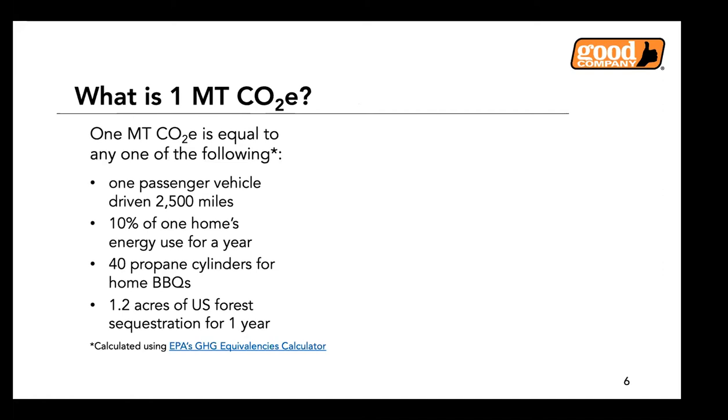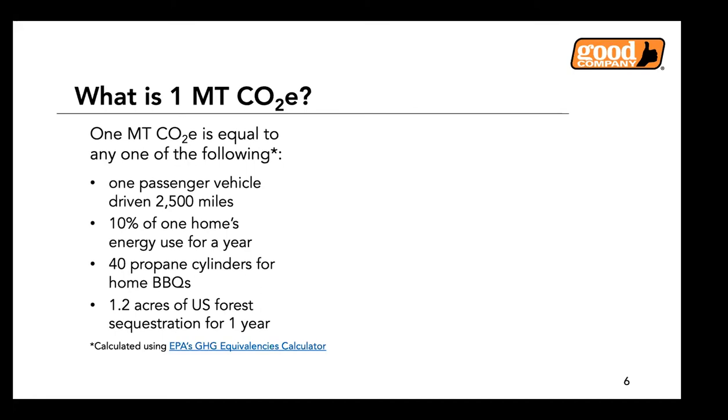Metric ton of carbon dioxide equivalent might be a phrase you've never used before in your life, which is common. And so it's abstract. And so I wanted to share a few equivalencies to help bring home what is 1 metric ton of carbon dioxide equivalent. It's equal to you driving a passenger vehicle 2,500 miles. It's equal to about 10% of one home's energy use for a year. If you're into barbecuing, it's equal to 40 propane cylinders.